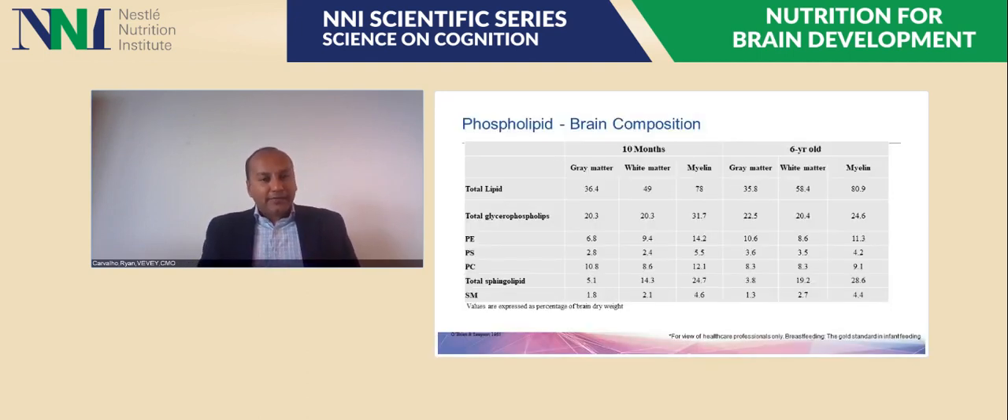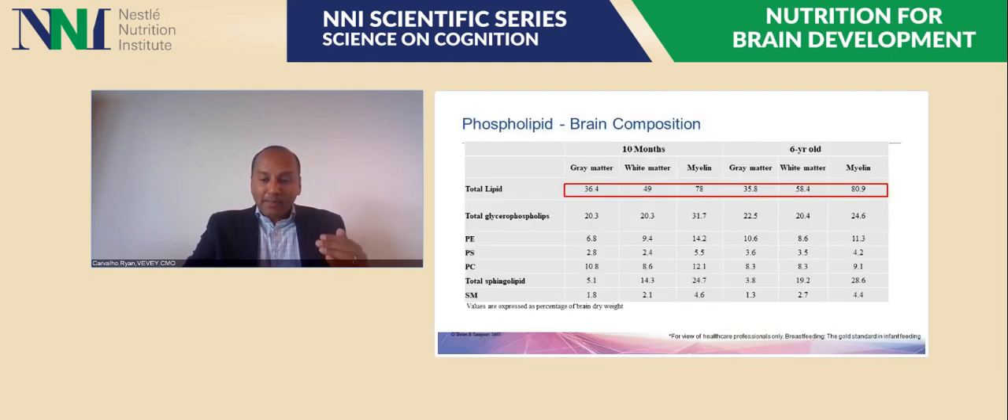So now that we know that phospholipids form a critical portion of the brain, let's look a little bit at the brain composition of phospholipids. And what I wanted to show you here is that both at 10 months of age and at 6 years of age, you can see the important lipid composition of the brain.